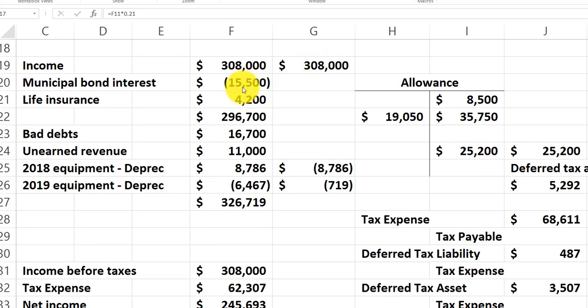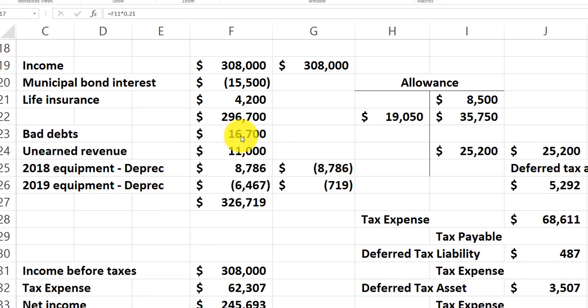We've got two permanent differences this time: municipal bond interest and life insurance. Both of those are permanent differences. One is a subtraction, meaning it's not taxable, so it's not included in our income on the tax return. The other is an expense that is not deductible, so we have to add that back. And so we get a subtotal of 296 with just the permanent differences.